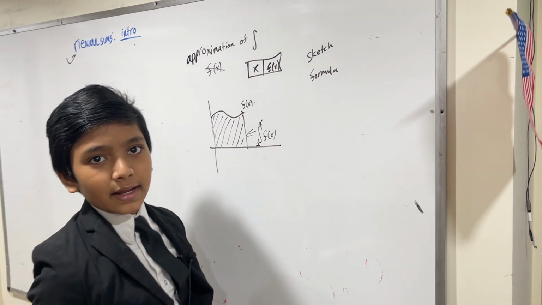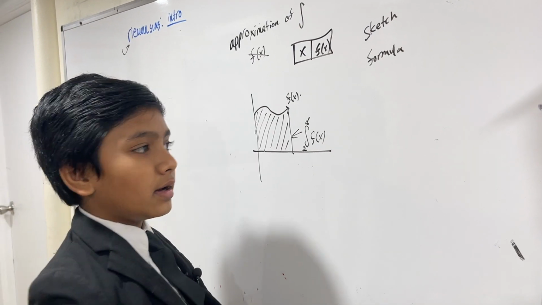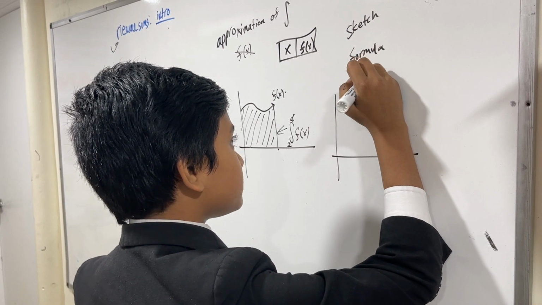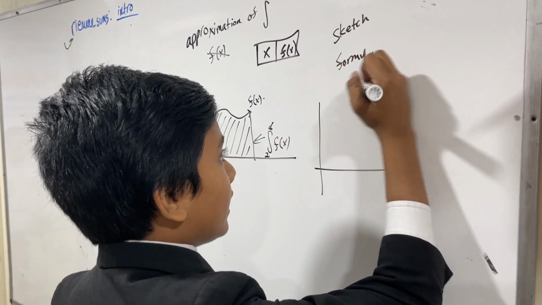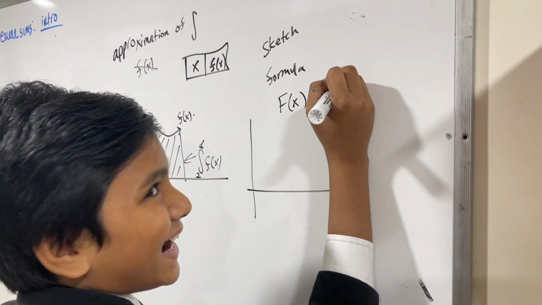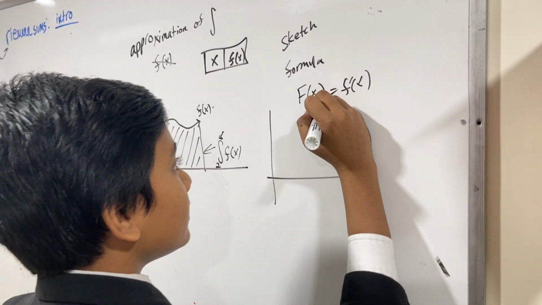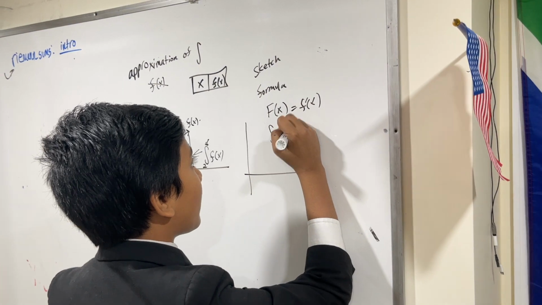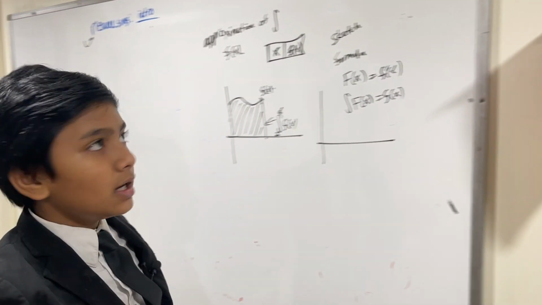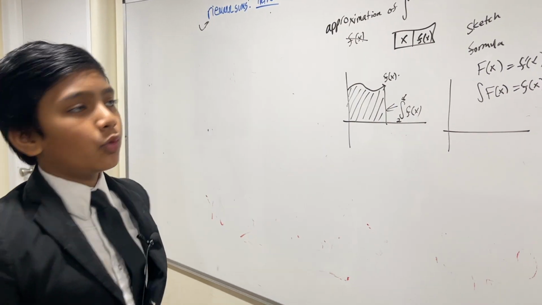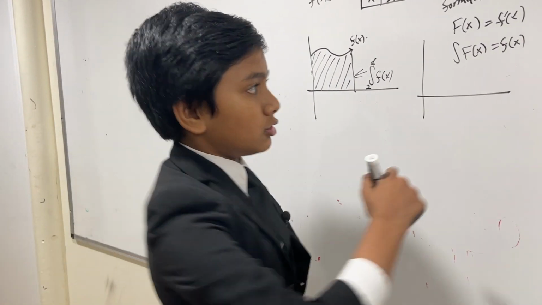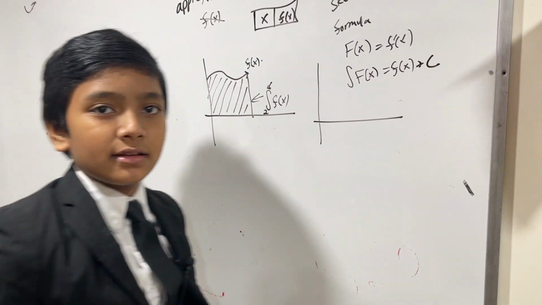An indefinite integral, how do I explain it? If f of x was equal to the derivative of tiny f of x, then the integral of f of x would be big F of x would be tiny f of x. It's basically just the derivative, but backwards. And you also add a plus c at the end.